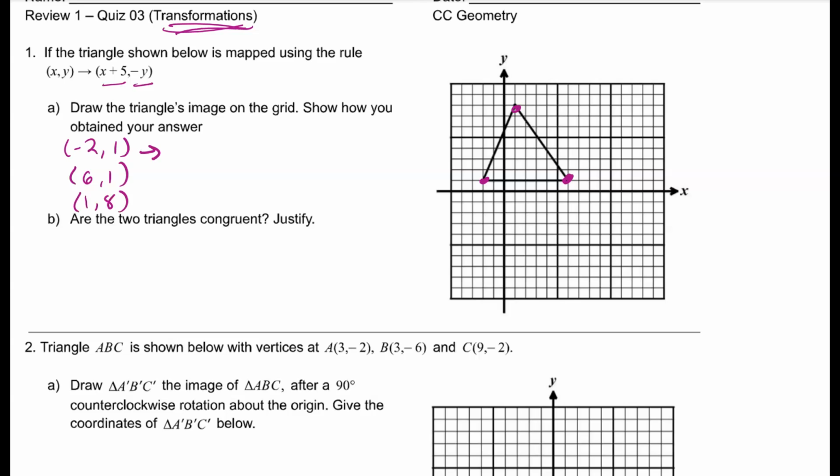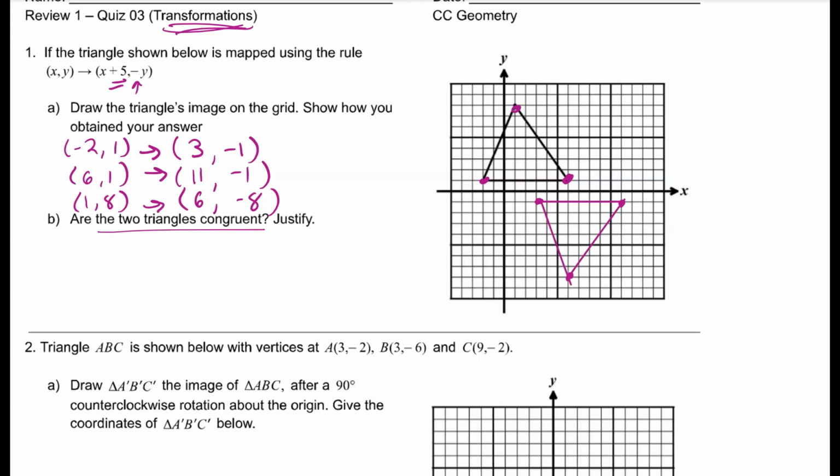So I'm going to look at this rule, and it's telling me to take each of my x values and add 5 to it. So negative 2 plus 5 is 3. And to change the sign of my y value. So if I start with a positive 1 for a y, that's going to change to a negative 1. Same thing for my second point. I'm going to add 5 to my x coordinate to get 11, and negate that y value. And once again, when I add 5 to 1, I get 6. And when I negate that y, it's negative 8. So I'm going to take a second just to plot those points. So I've plotted the triangle.